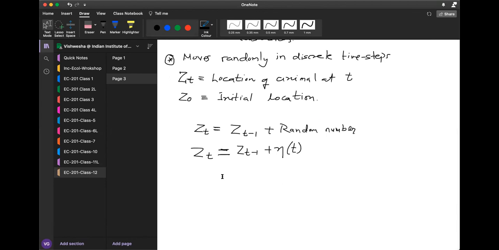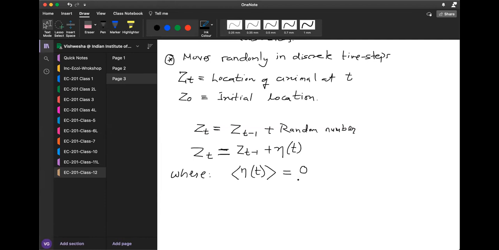So now, the moment we introduce a random number to an equation, what should we do? We must write down the properties of the random number. Okay, what shall we choose for the mean of this? What do we like the mean of this to be? Zero. Meaning because it has no preference anyway, it may move in the left direction.